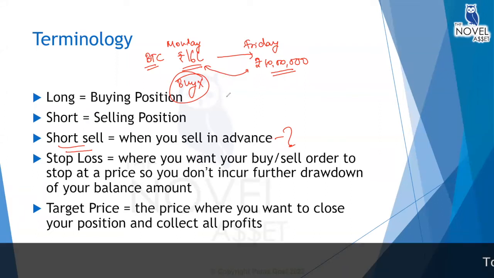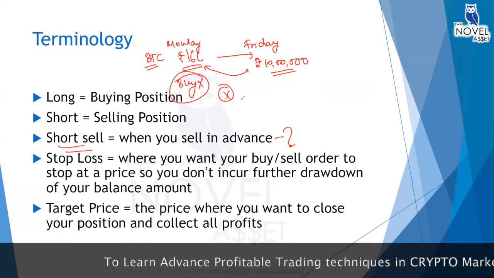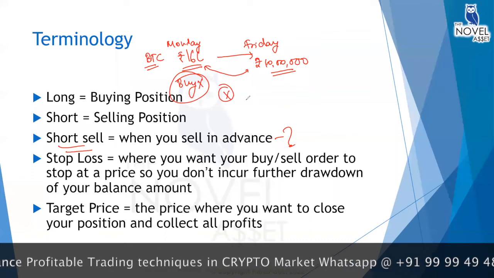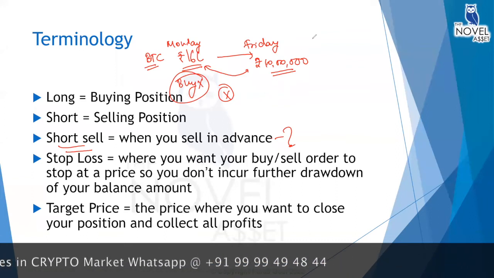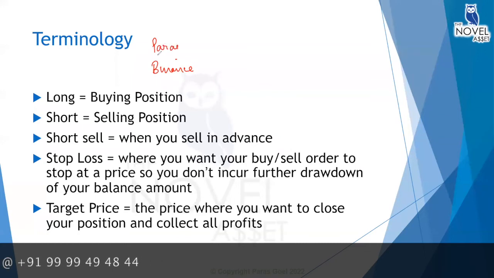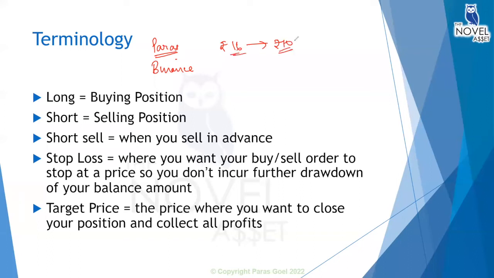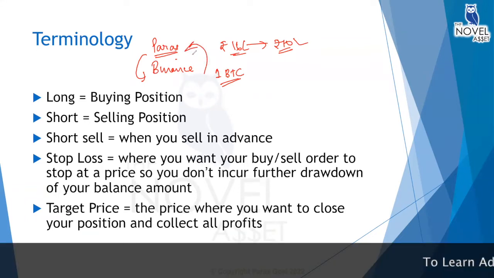Even if I have no BTC holding right now. Short sell is something which brokers give as an advantage. Let's say my broker is Binance, and my analysis says that BTC will move from 16 lakh rupees to 10 lakh rupees in the coming days. So I'll ask Binance to lend me some BTC. Let's say I ask for one BTC for a few days, and Binance lends me one BTC.